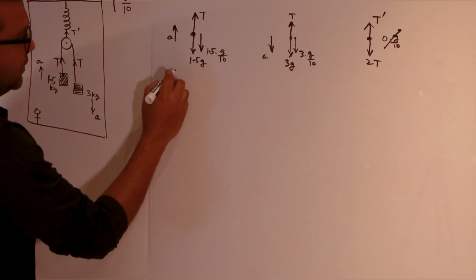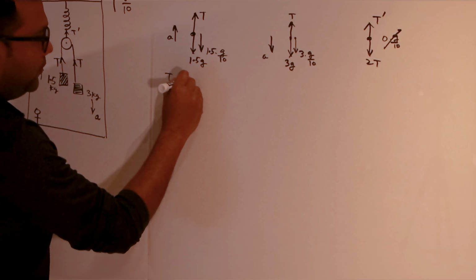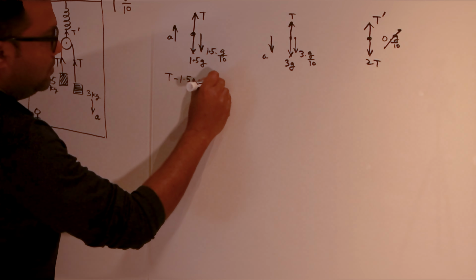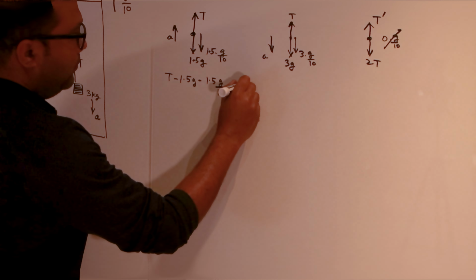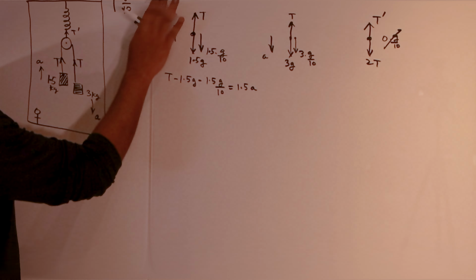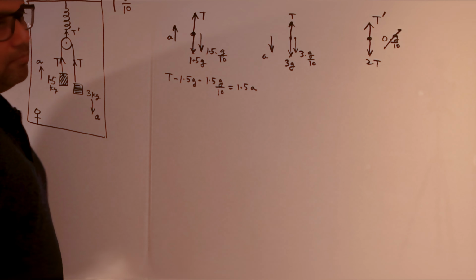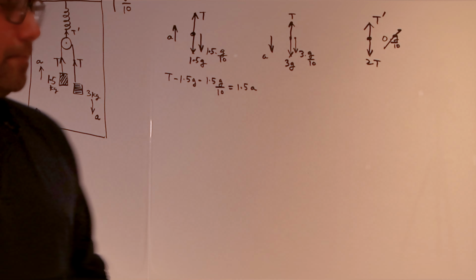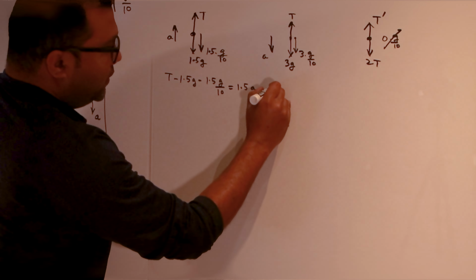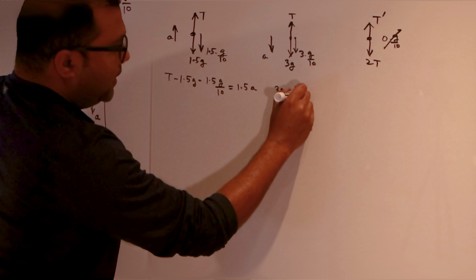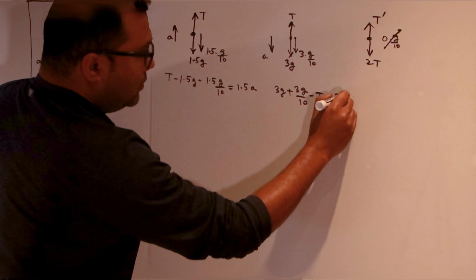So it is going up with acceleration a, so tension must be greater than the sum of these two. So T minus 1.5 g minus 1.5 g by 10 is equal to 1.5 a. Mass times acceleration, right? Sum of all forces is equal to the mass times acceleration. That's Newton's second law. For this one, acceleration is downward. So 3g plus 3g by 10 minus T will be responsible for the acceleration 3a.